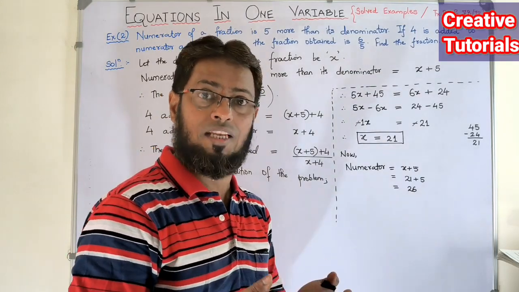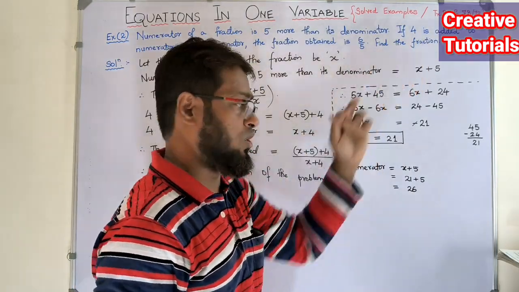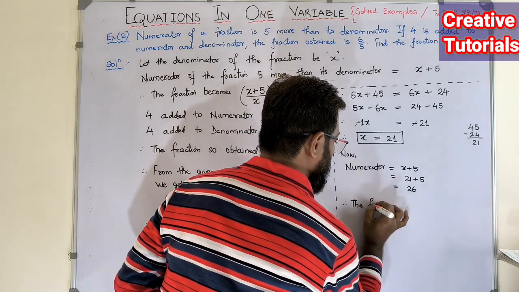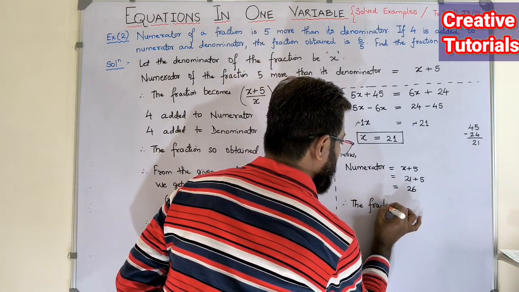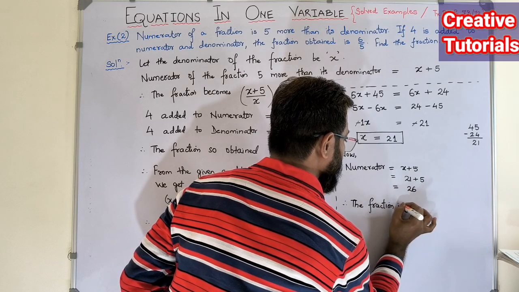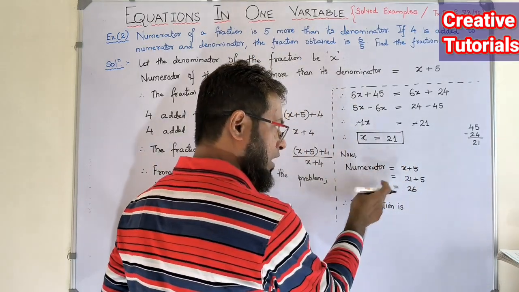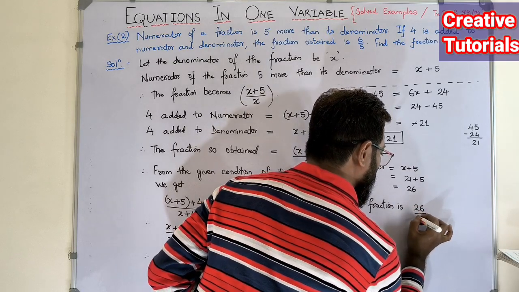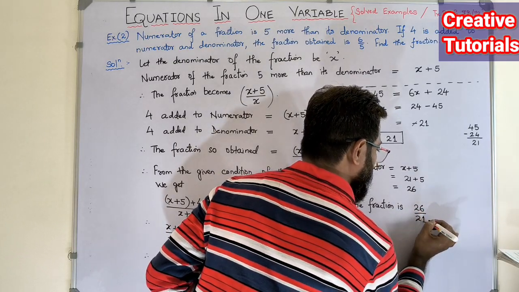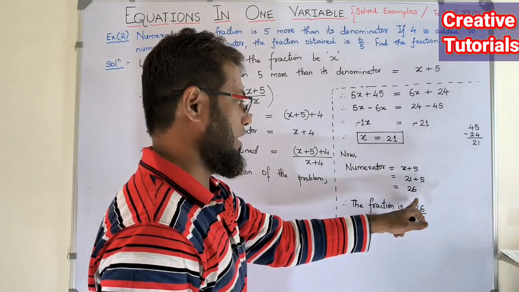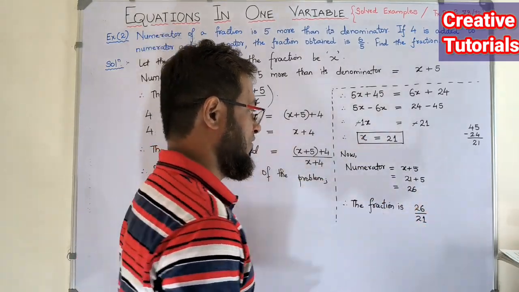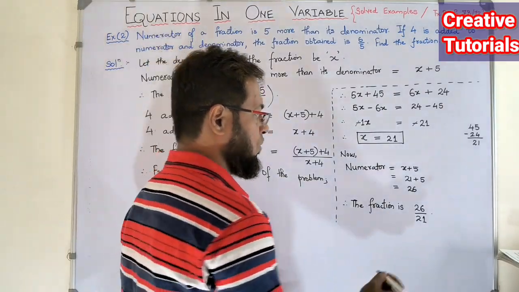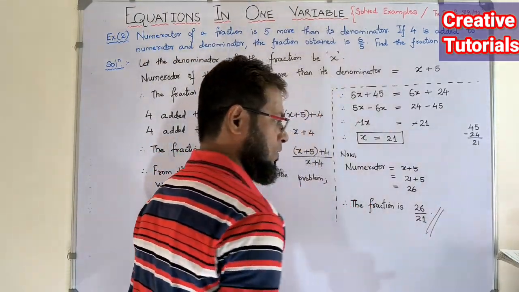So now we have got both our numerator as well as denominator, and let's make the fraction now, which is our main question, that is, find the fraction. Therefore the fraction is what? Numerator upon denominator. So the numerator is 26, denominator is 21. So we can put a full stop over here. With this, our question is done.